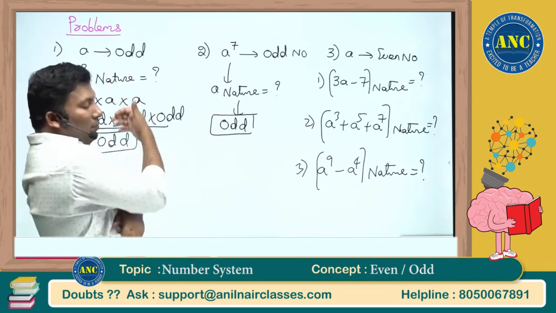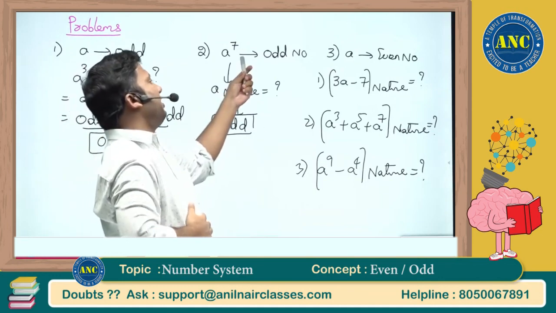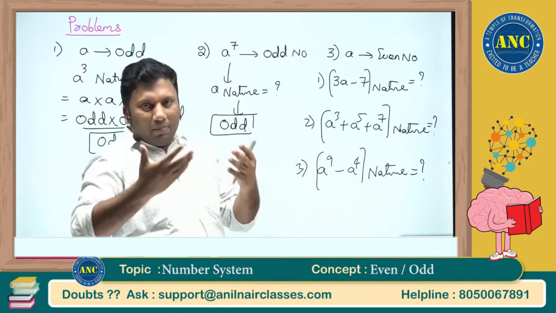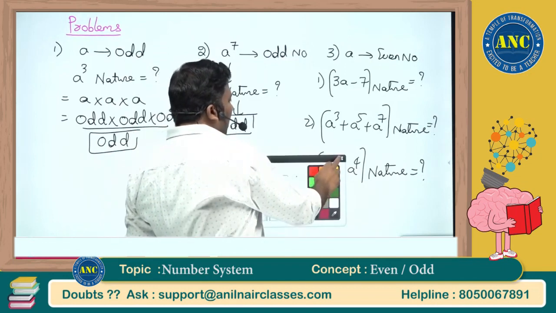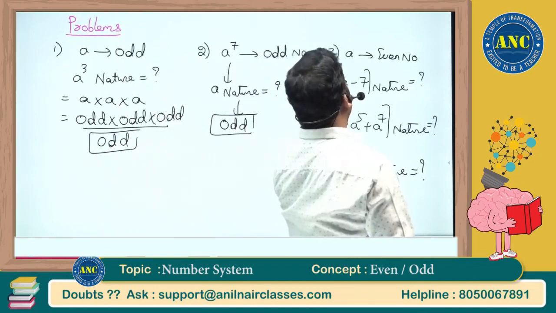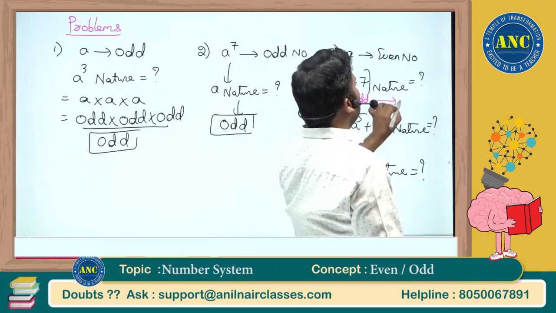A is an odd number, so odd into odd into odd is an odd number. A power 7 is an odd number. Odd power any number is odd. A is an even number. Even number into any number is even. 7 is an odd number. Even minus odd.